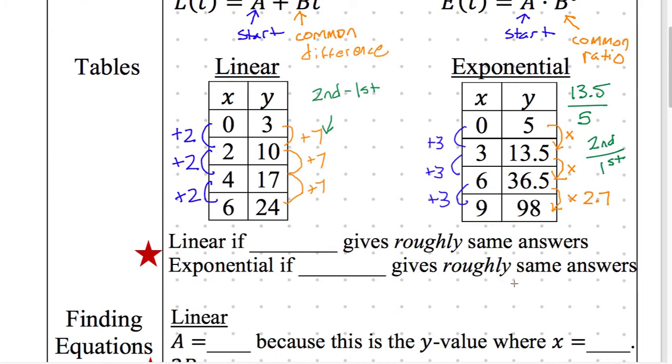It's linear if what gives the same answers? I'm looking for an operation here. Addition, subtraction, division, multiplication, something. What operation means it's linear? Careful here. Subtracting. Subtracting the second from the first.